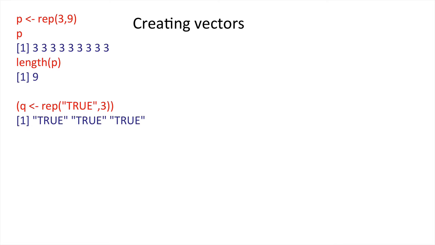And the way we've done that is put it in inverted commas. What's the mode of q? Well, the mode of q is character, so it's a vector made up of characters.